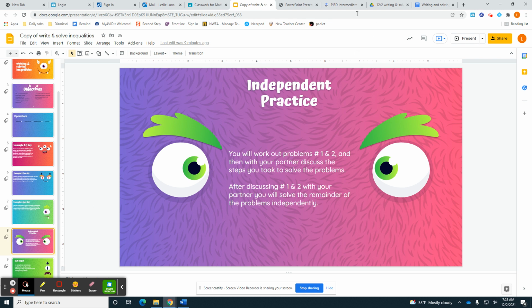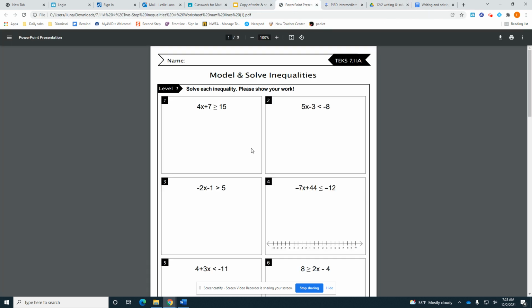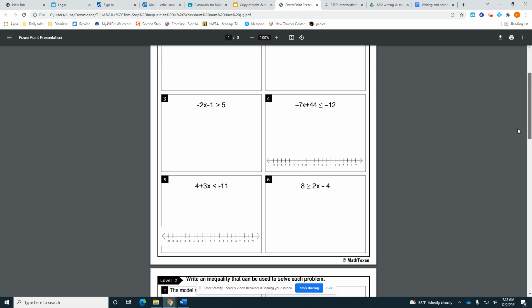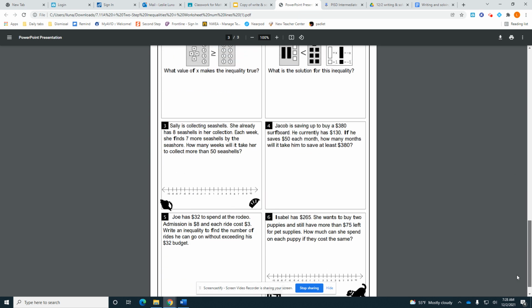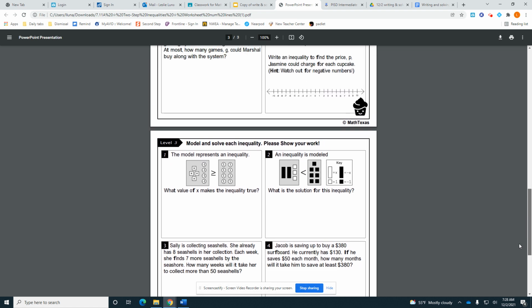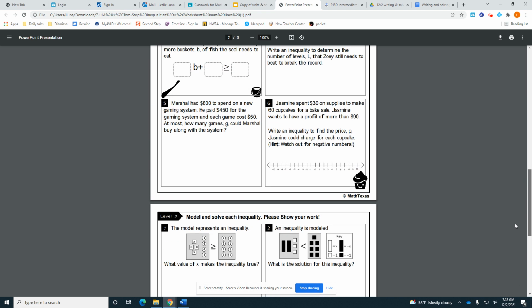Okay, your assignment for today is this sheet, this handout. Sorry, it's 3 pages. It seems like a lot, but it's not a lot. It's similar to the writing linear relationship ones y'all did.